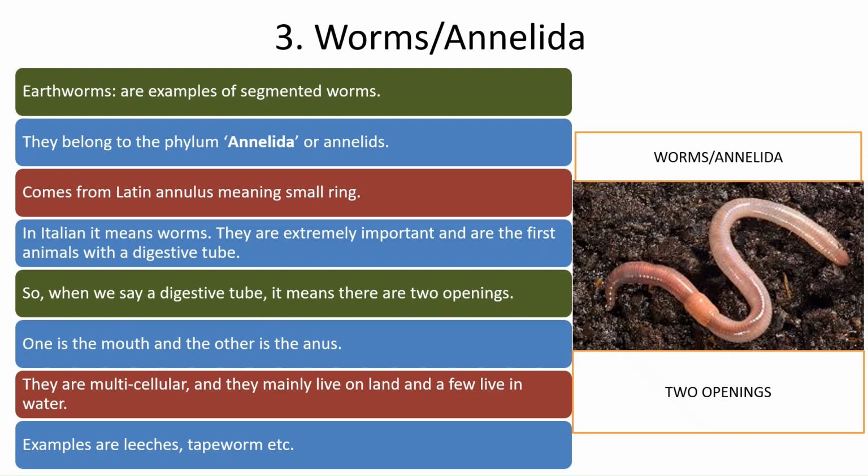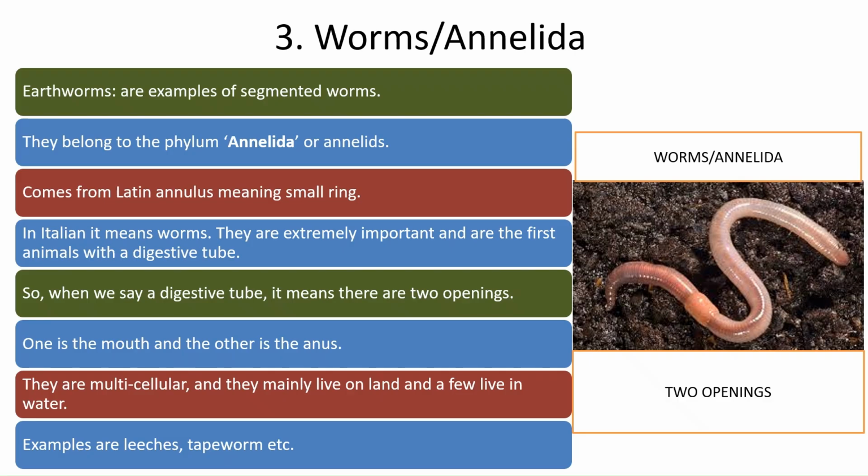They are extremely important and are the first animals with a digestive tube. So, when we say a digestive tube, it means there are two openings. One is the mouth and the other is the anus. They are multicellular and they mainly live on land and a few live in water. Examples are leeches, tapeworm, etc.